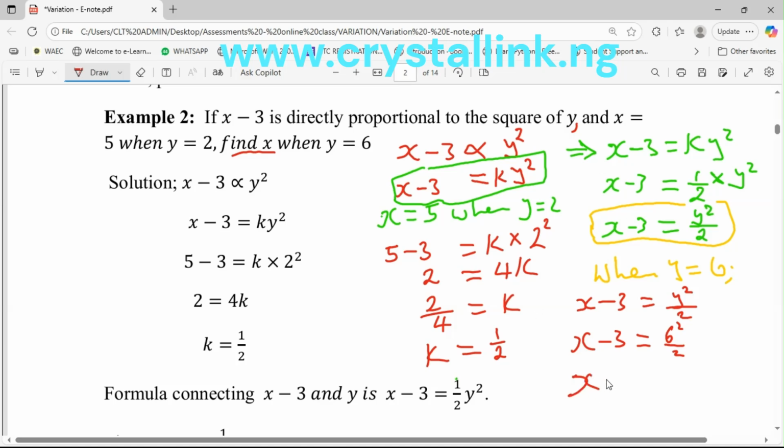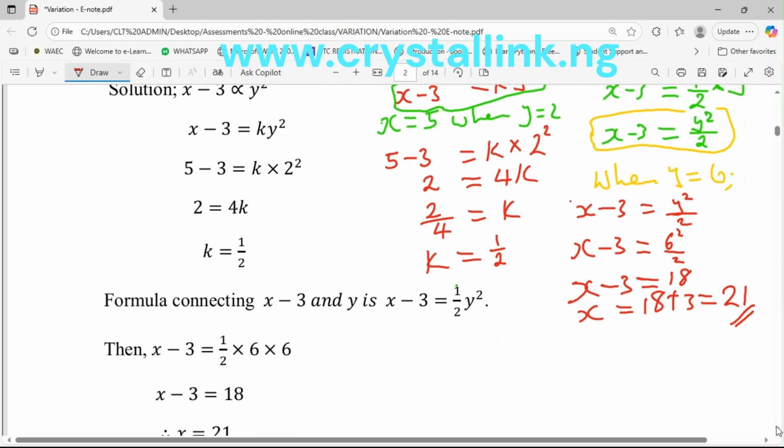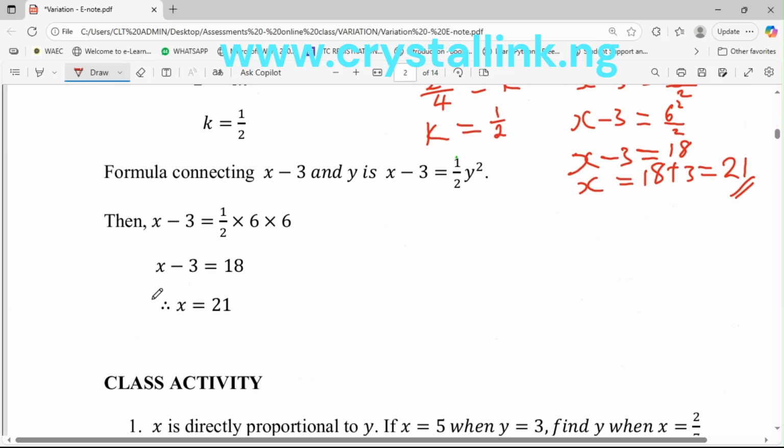So x minus 3 is equal to 18. So x will be equal to 18 plus 3, and that will give us what now? 21 as our final answer. Yes. So that's how you go about solving this. And something like this is a common question in your exams, which you have to look out for. So that's how this is solved.